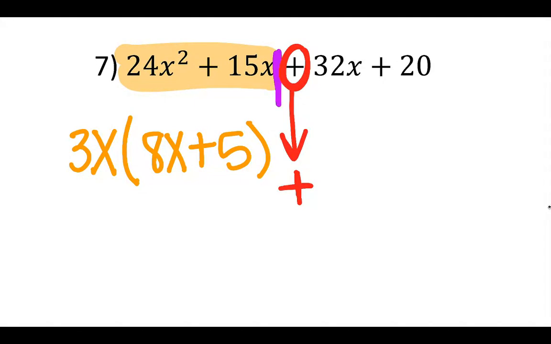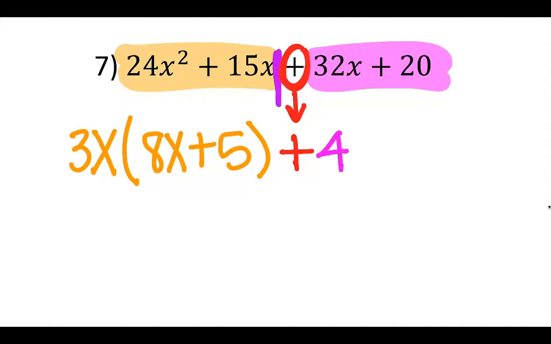I probably should rewrite that a little bit prettier. Let's see. There we go. That looks a little bit better. Okay. And then I've got the other side, which is 32x plus 20. So I can take out a 4, and that's it. And 4 times 8 is going to give me 32, and I've got to add that x on. And then 4 times 5 is going to give me 20.